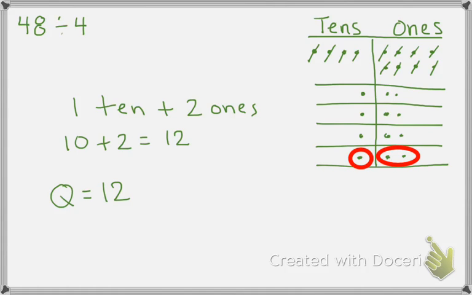Now if I look at my answer, or look at my place value chart, I notice up here that I don't have any remainders. I've used up all of my numbers. So I have no remainders. So I could put an R equals 0, but really I don't need to do that because I have no remainder.